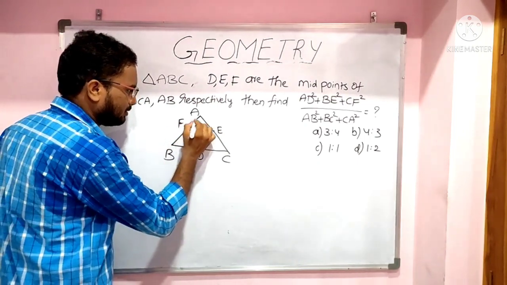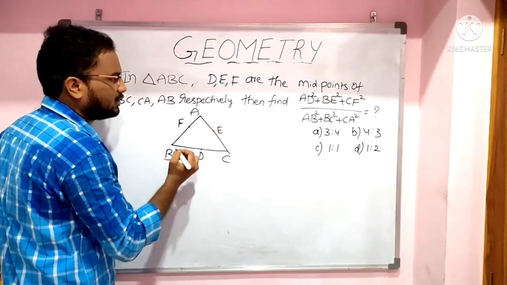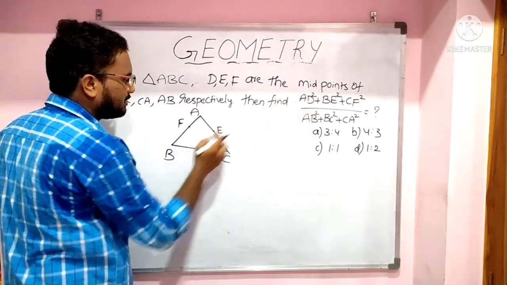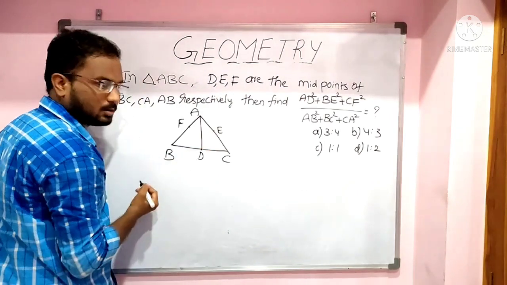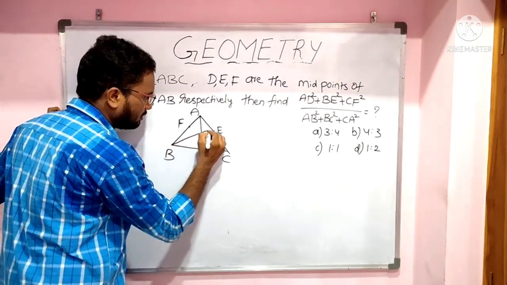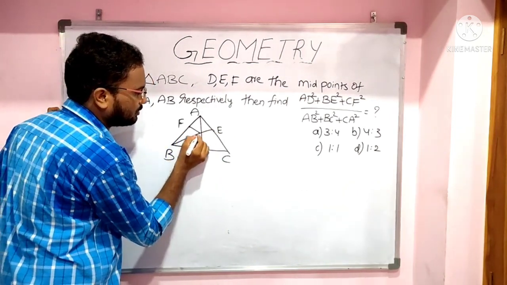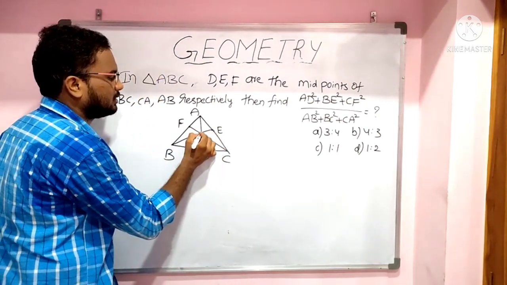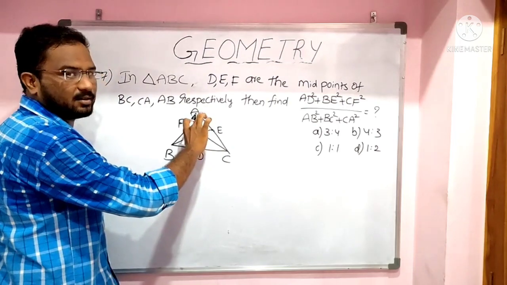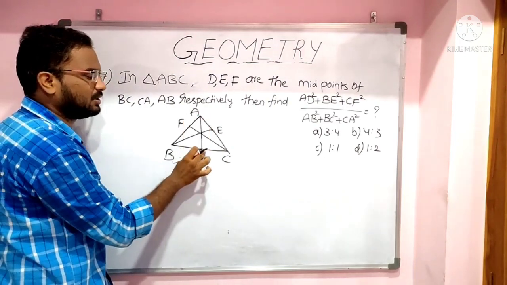So we need to find AD square plus BE square. AD square means this side, and BE square this side. And CF square this one. We need to find this. So AD is the median. AD is the median because D is the midpoint of the side.